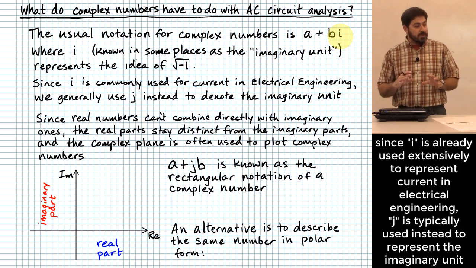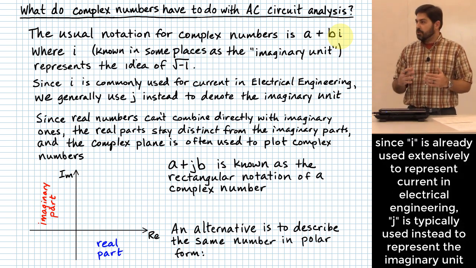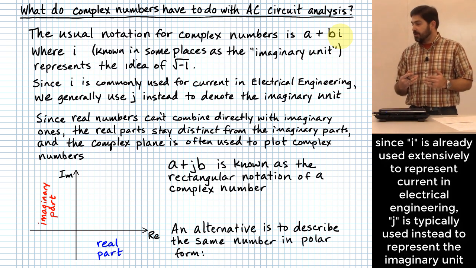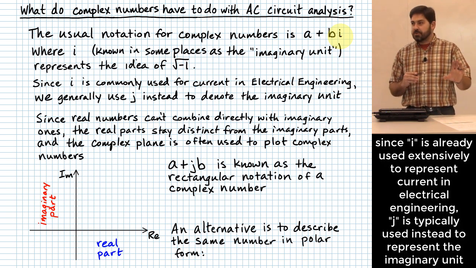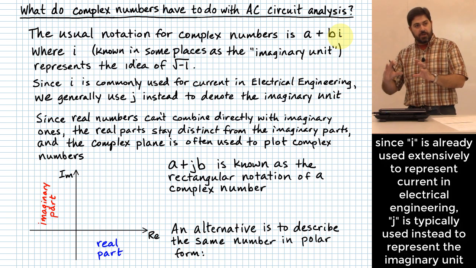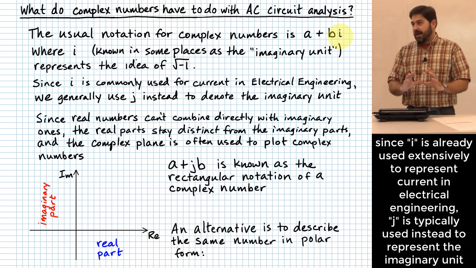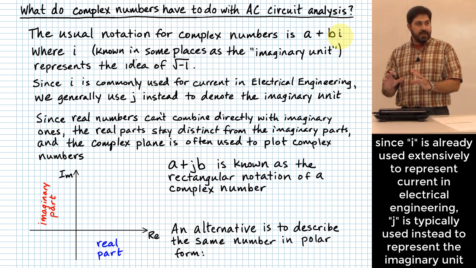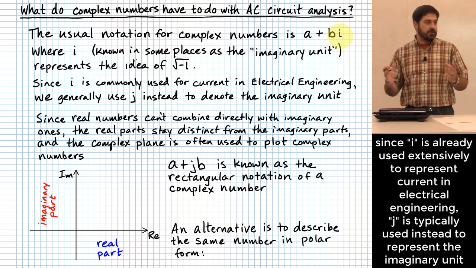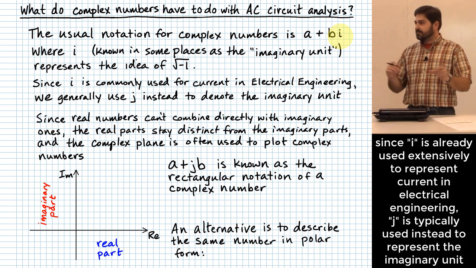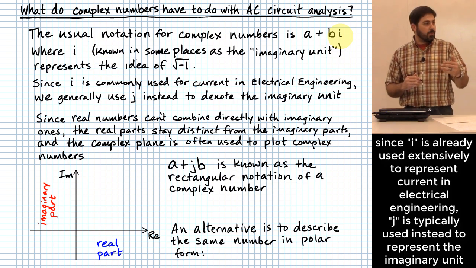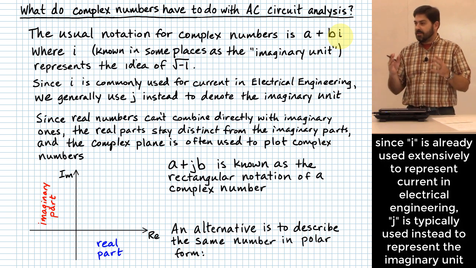Now, you are familiar with the fact that in this class, we typically use the letter i to talk about current. So in electrical engineering, what is customary is that instead of using the letter i to denote the square root of -1, the imaginary unit, we actually use the letter j. It's not different, it's just a different letter that we use so that we're not stepping on the letter i whenever we are doing this analysis.